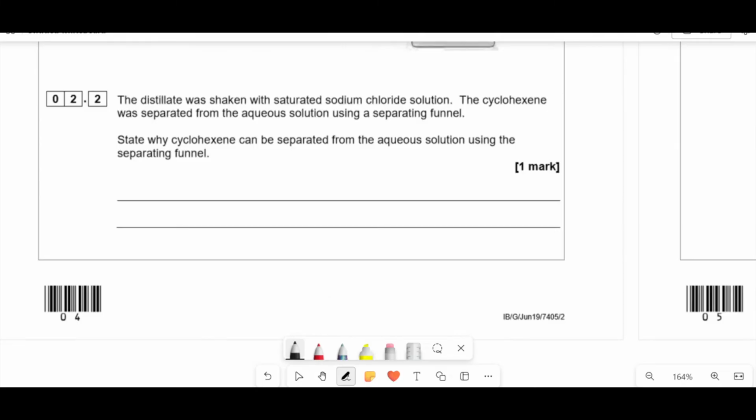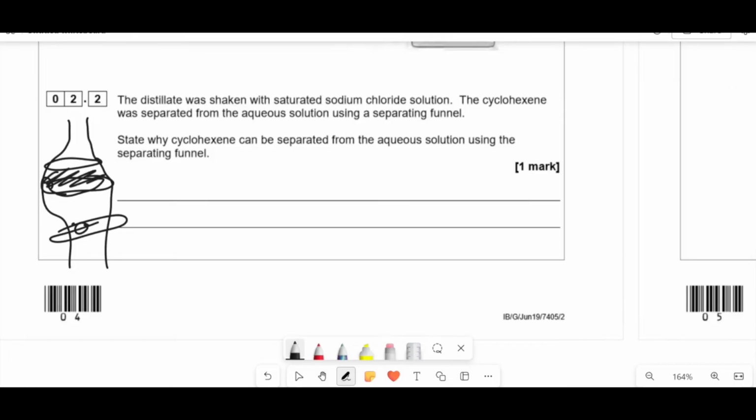So the distillate was shaken with a saturated sodium chloride solution. A cyclohexene was separated from the aqueous solution using a separating funnel. State why cyclohexene can be separated with a separating funnel. The entire point of a separating funnel is that you have 2 layers of things that you want to separate. One is aqueous, one is the other, the organic, right?